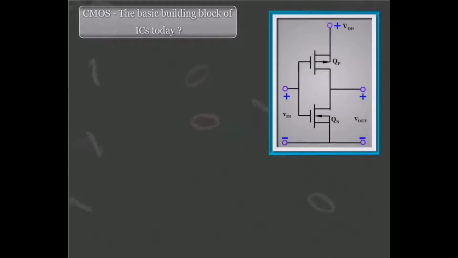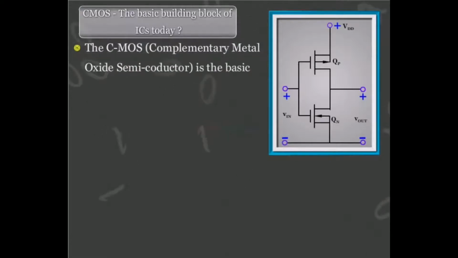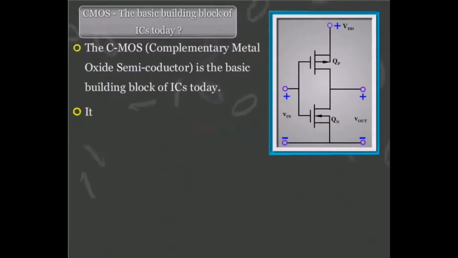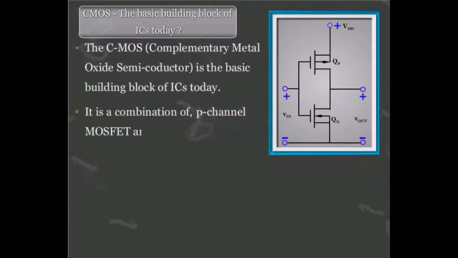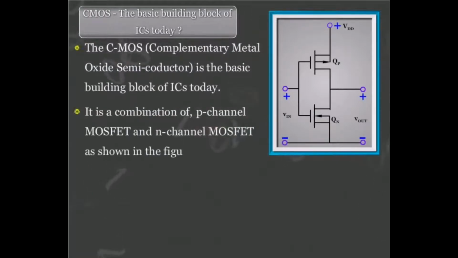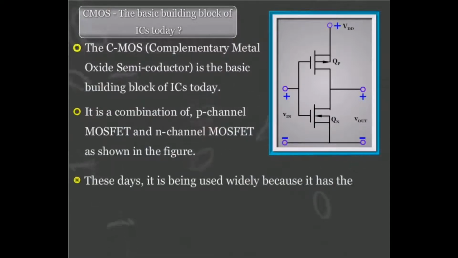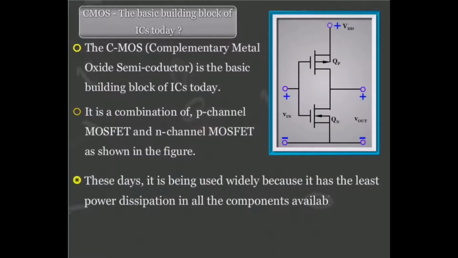CMOS, the basic building block of ICs today. The CMOS, that is complementary metal oxide semiconductor, is the basic building block of ICs today. It is a combination of P-channel MOSFET and N-channel MOSFET as shown in the figure. These days, it is being used widely because it has the least power dissipation of all the components available for fabrication today.